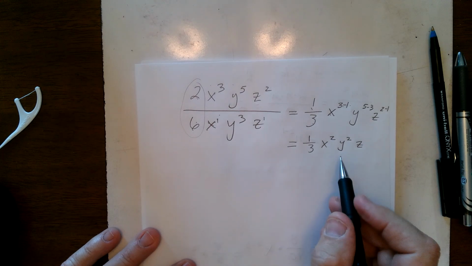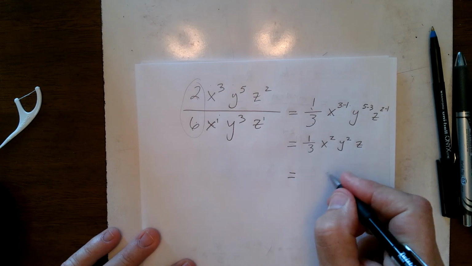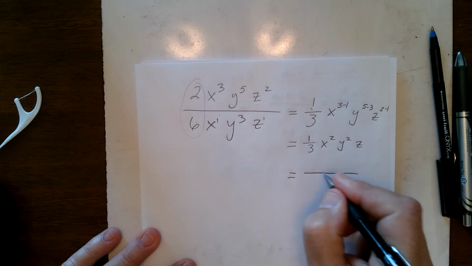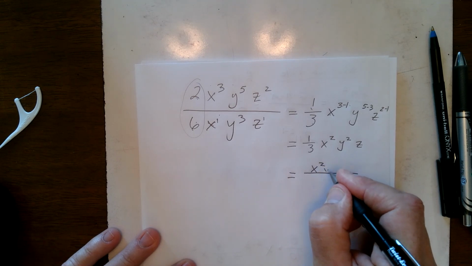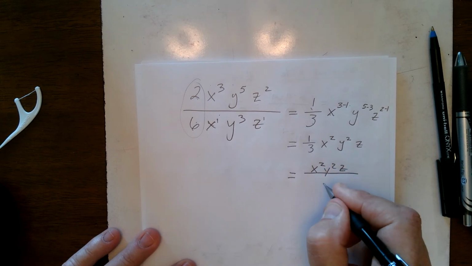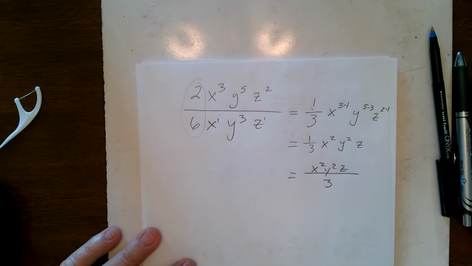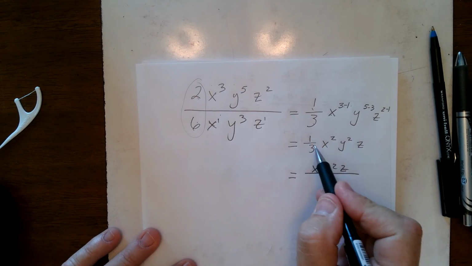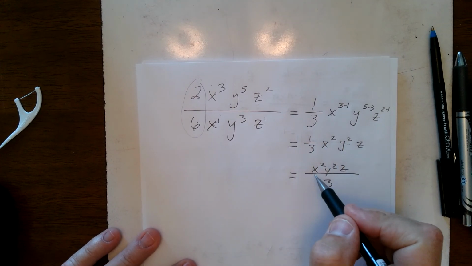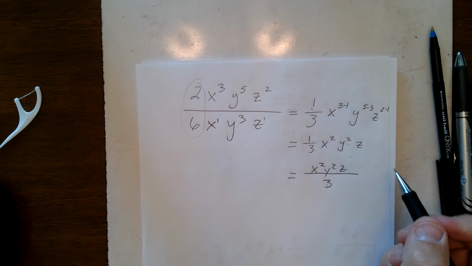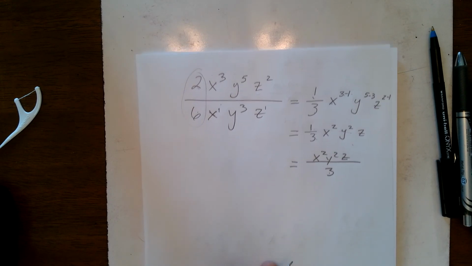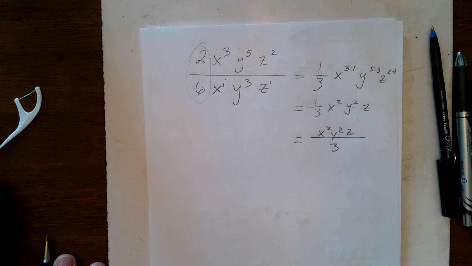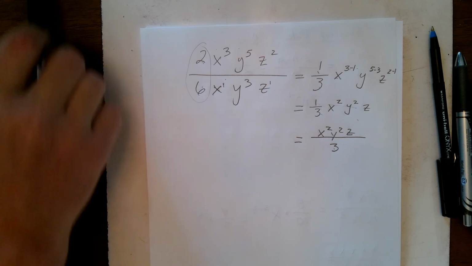I could also write this, put it back into fraction form. The 1 is on the top. The 3 would be on the denominator. And as we do the next section, when we start talking about positive and negative exponents, we'll see why that works out.